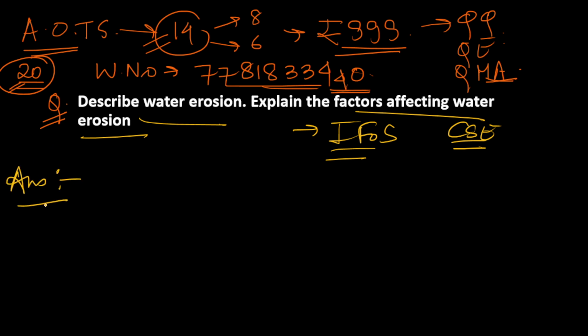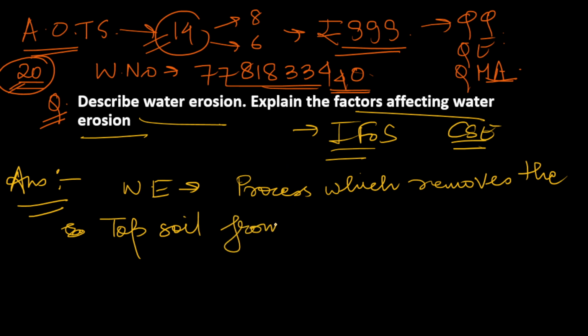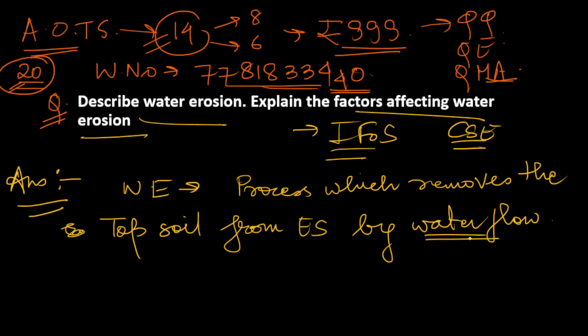First of all, we will have to describe what water erosion is. We all know that soil erosion is the removal of the topmost layer of soil. So water erosion is when water acts as an agent for soil erosion. You can write it like this: it is the process which removes the topsoil from the earth's surface by water flow. When water is the agent of erosion, it is simply known as water erosion.